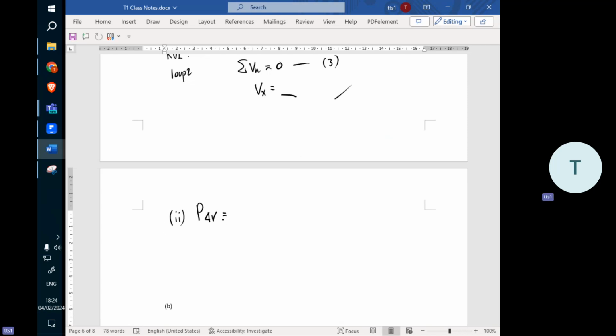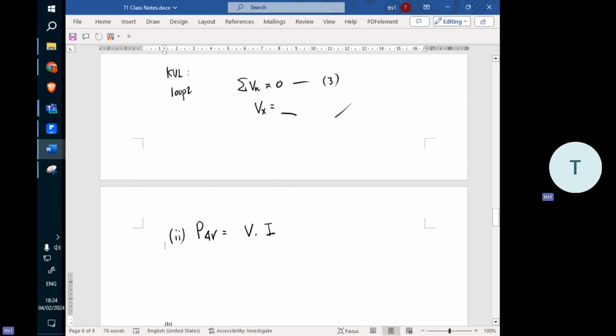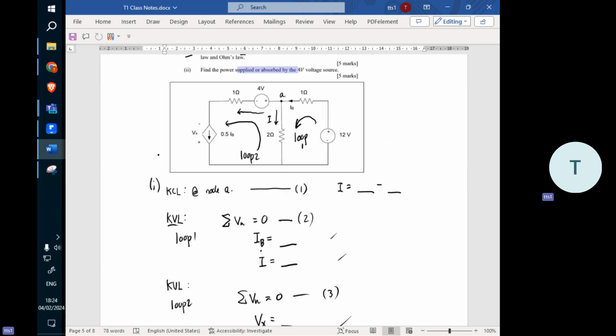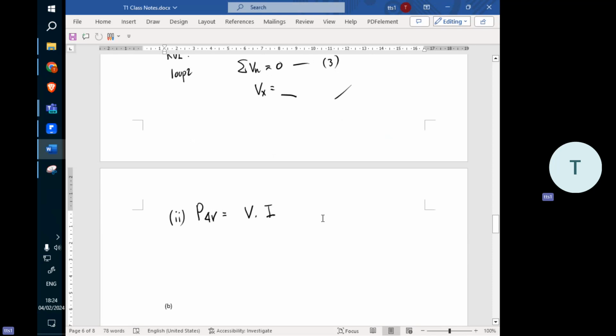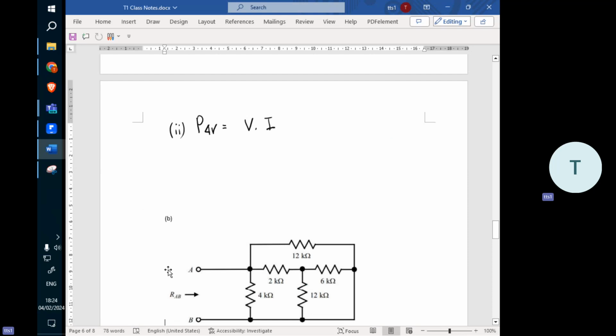you can use V times I, right? V times I. I can tell you the I is actually this. This is the current flowing through the 4 volt. So I think I gave you enough information already. Part 2 is straightforward. Only one line, you can find the answer.